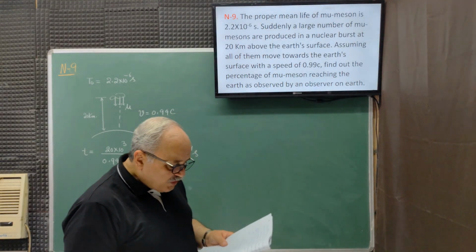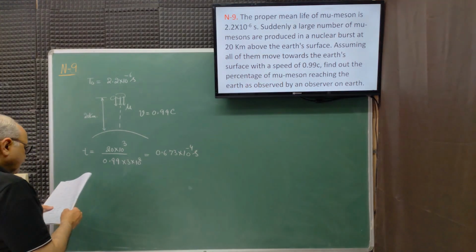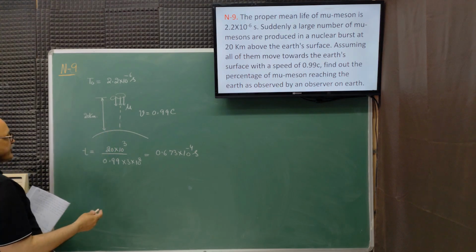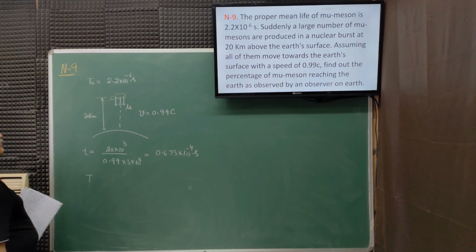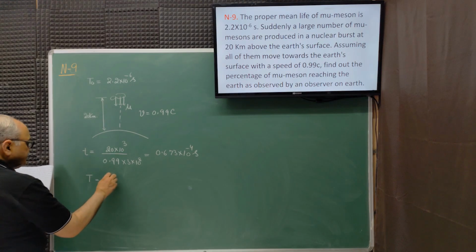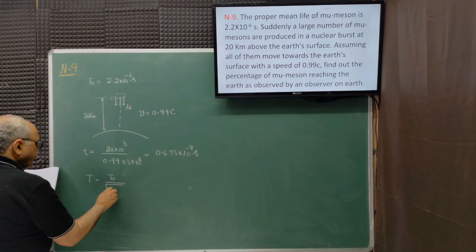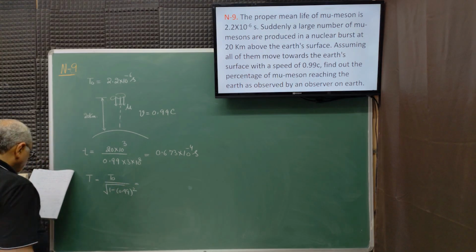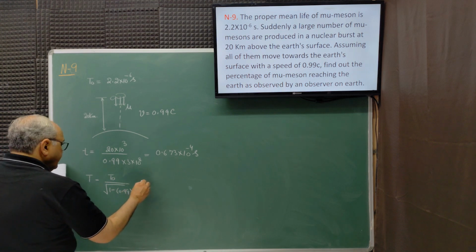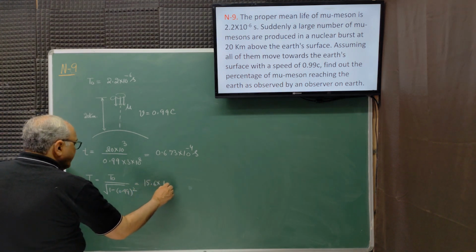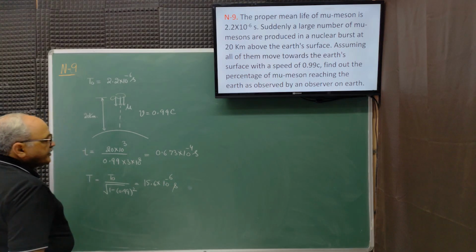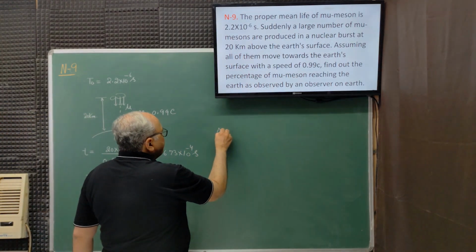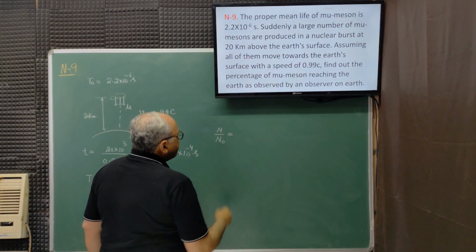Alright? So if you look for the actual lifetime, that is the relativistic time, it will be equal to t0 divided by the square root of 1 minus 0.99 whole square, and that comes out to be 15.6 into 10 to the power minus 6 seconds. So from this information we can make out the percentage.